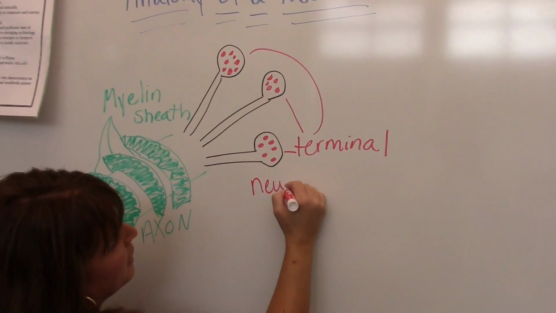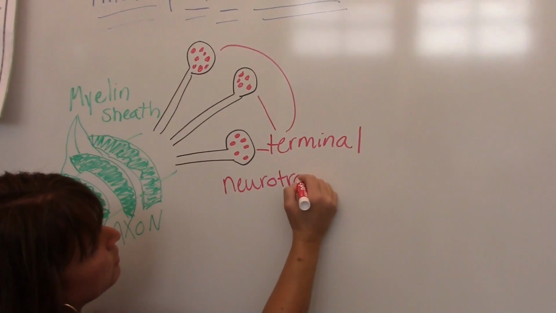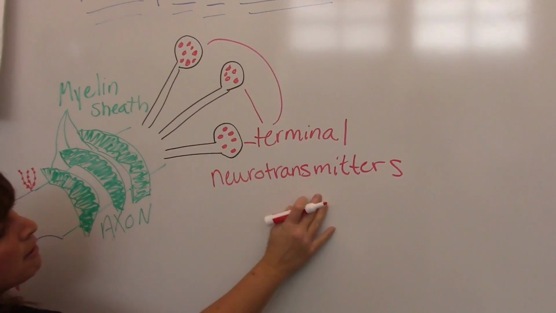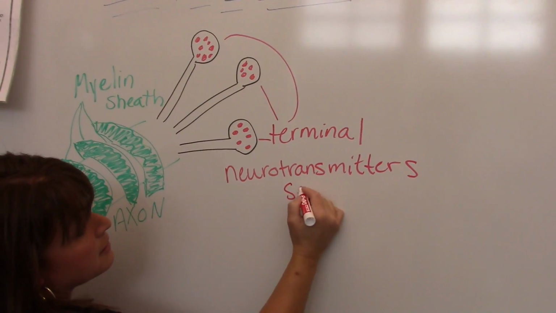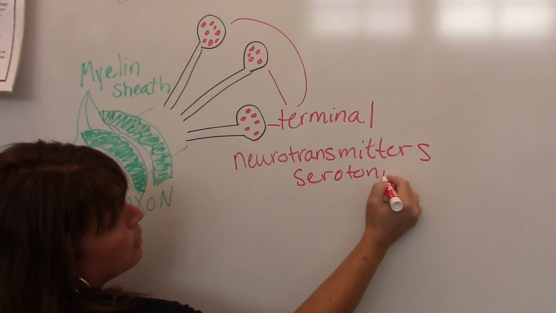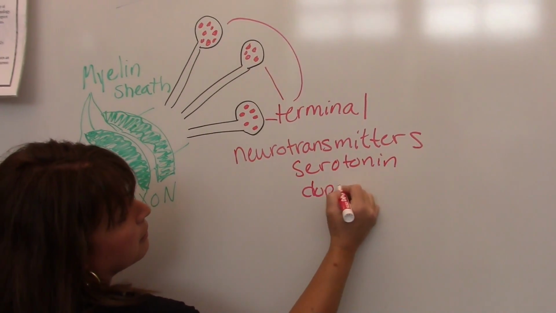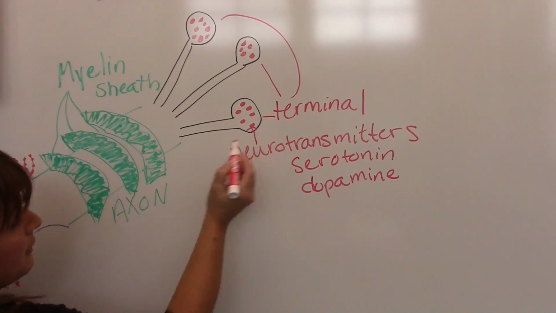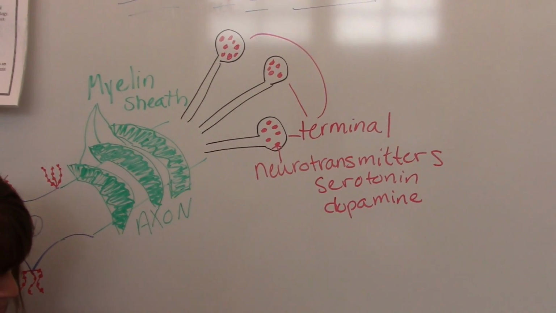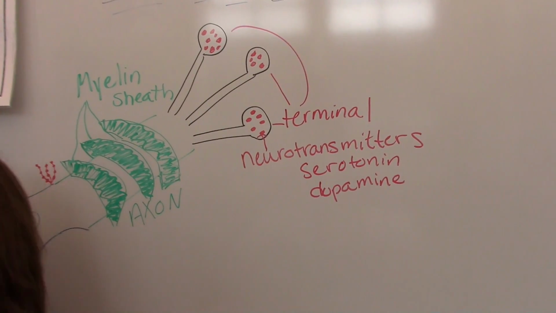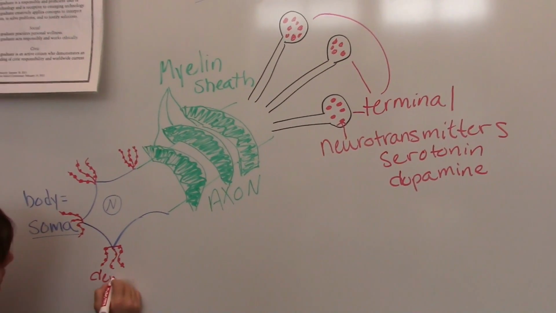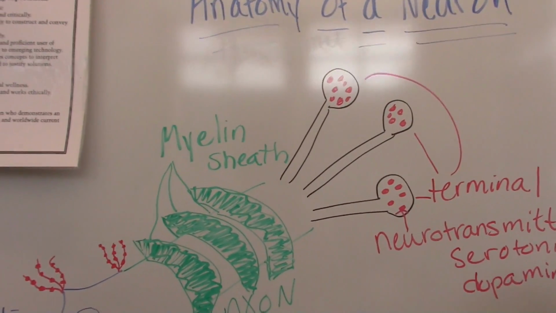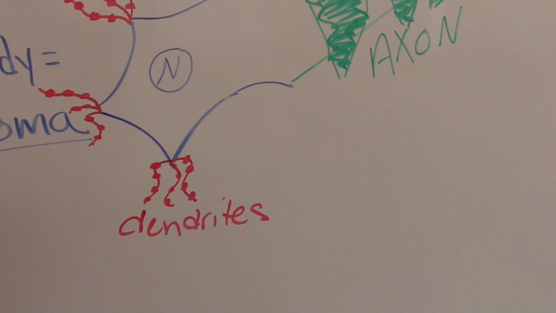So, neurotransmitters. On page 51 of your text, there is a list of more popular neurotransmitters, like serotonin, for example. Okay, dopamine. These are involved in mood and hunger and things like that. So these are the red dots right in there. Dendrites. Sorry.